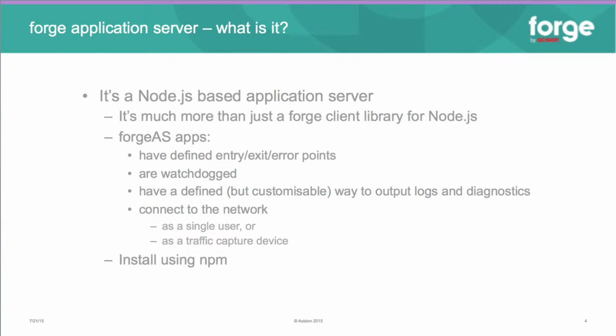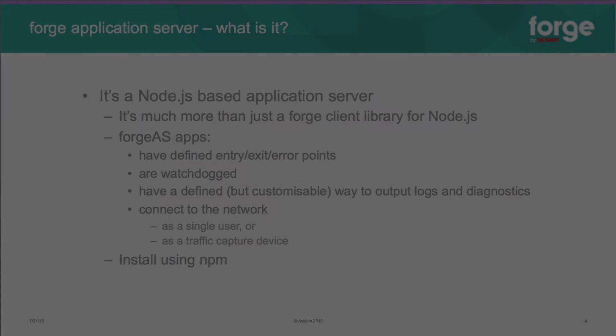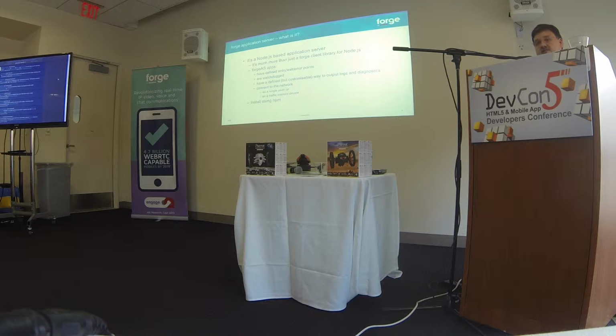So a forgeAS app has a defined entry, exit, and error point. They're watchdogged, meaning that they're monitored, they're automatically restarted, stopped when they get caught in infinite loops. They have defined but customizable ways to output logs to make it very easy to take a forgeAS app and integrate it into your own logging system.